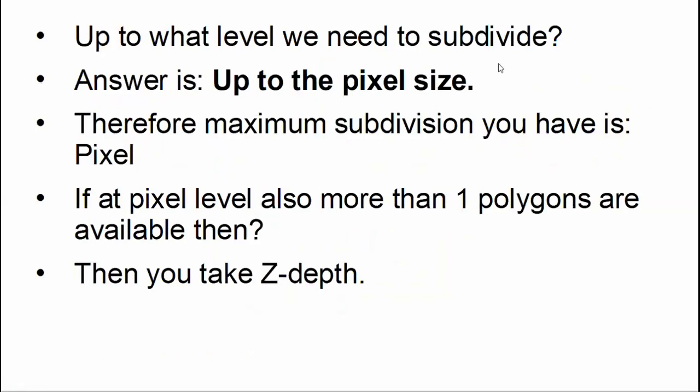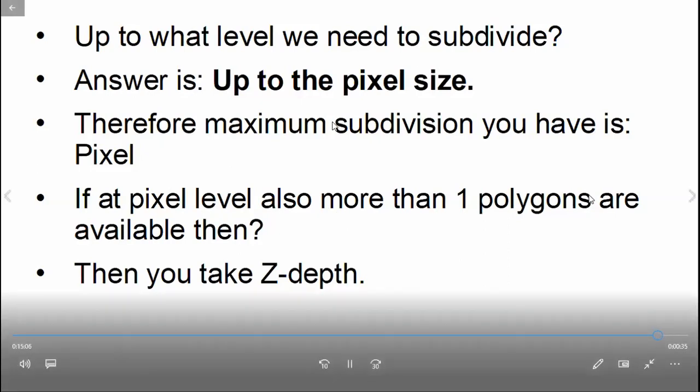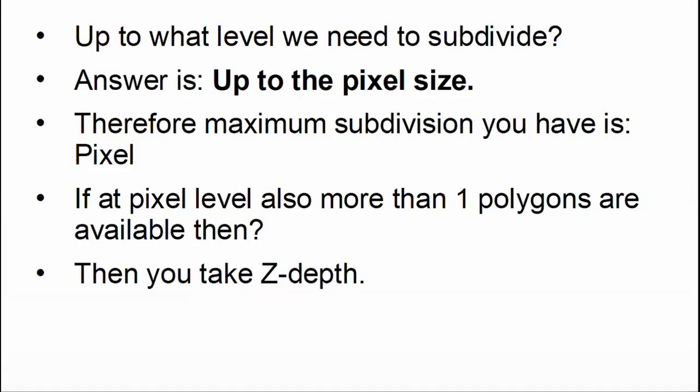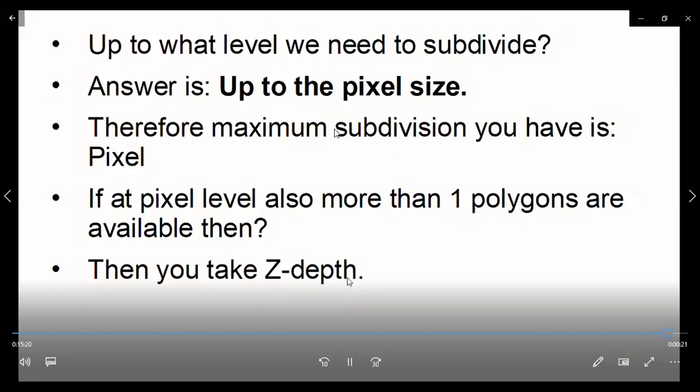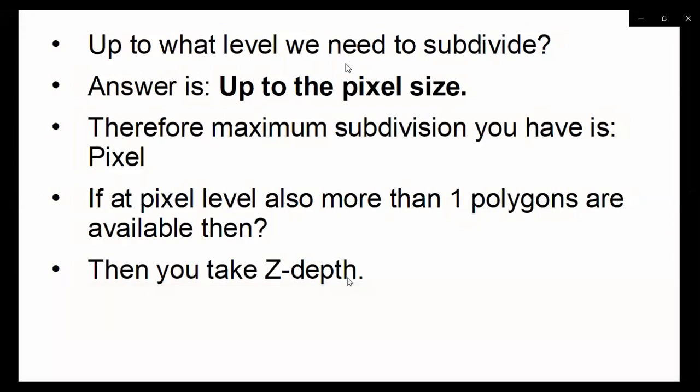The answer is: up to the pixel size. We have to divide up to pixel size, so the maximum subdivision you have is the pixel. Now suppose at the pixel level also more than one polygon is available. As in previous algorithms we have seen, we go up to that particular level, and if the polygons are still overlapping, we have one solution: you can take the z depth of the polygons, and whichever is closer to you, you fill that particular portion with the color of that polygon.